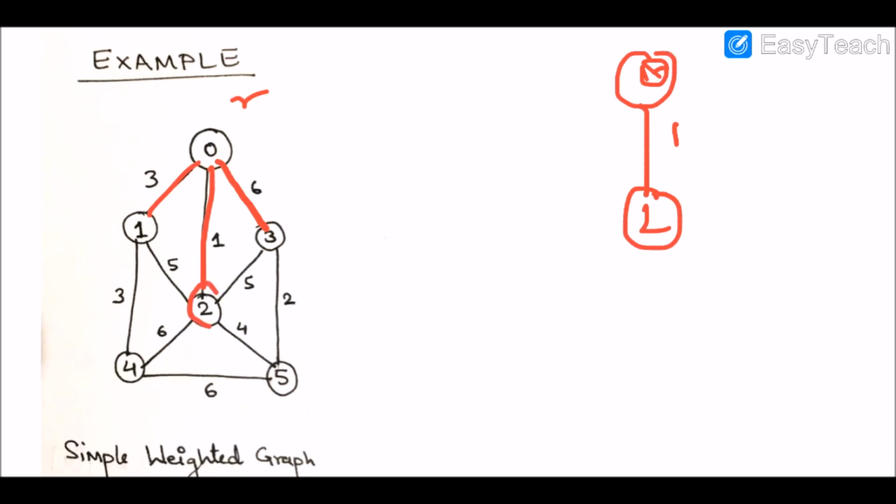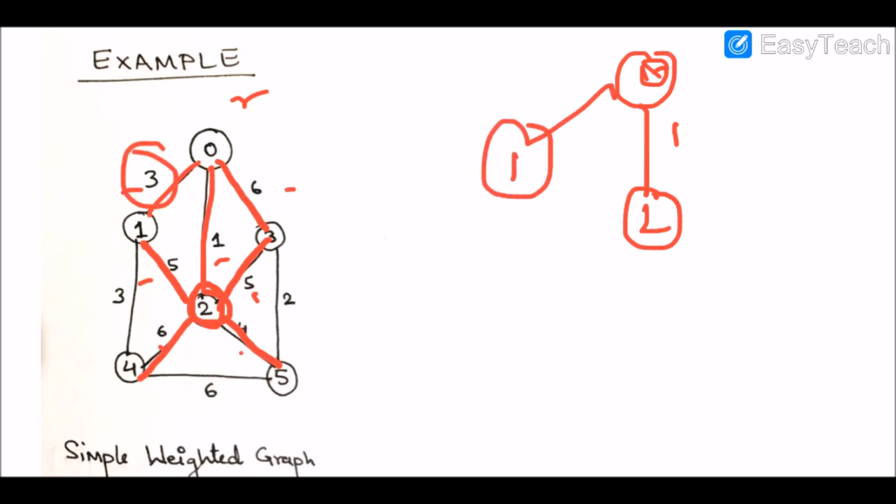Now again 2 has been included. Now again, what are the adjacent nodes? So again we will mark the adjacent nodes from 2. Now we have so many values. So out of 3, 6, 1, 5, 5, 4, 6, which is the minimum? Again 3 is the minimum. This one is the minimum. So this node will be included in the spanning tree with the edge weight as 3.